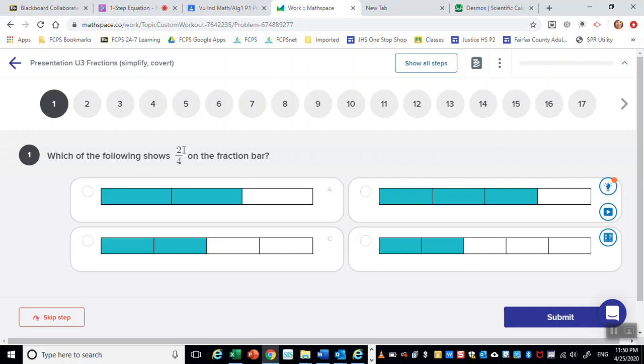And then you need 2 bars in blue. So this is 1, 2. This seems to be good. This is not good because there are only 3 in total. This is 1, 2, 3, 4 bars, but 3 in blue. So you need 2 only, not 3. This is 1, 2, 3, 4, 5 bars, a total of 5. That's not good. So this is the correct answer, you see.